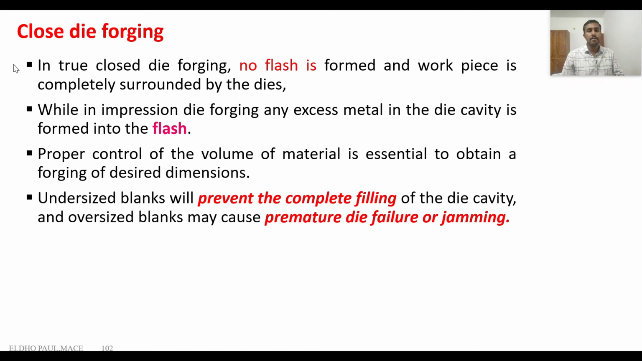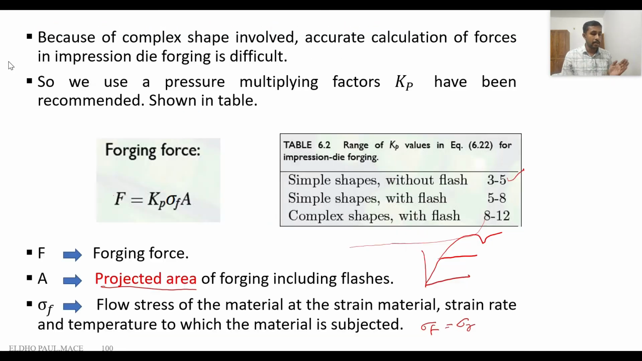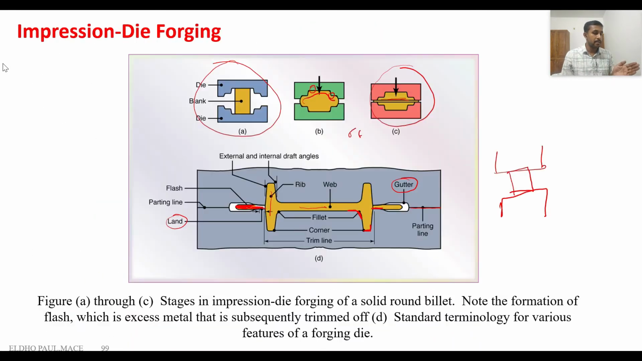Next one is closed die forging. The impression die forging and the closed die forging are almost similar. The main difference is that in the case of impression die forging, the flash is formed in between, in the gutter area and land area. That means there will be some amount of extra material we supply with the workpiece for the formation of flash.